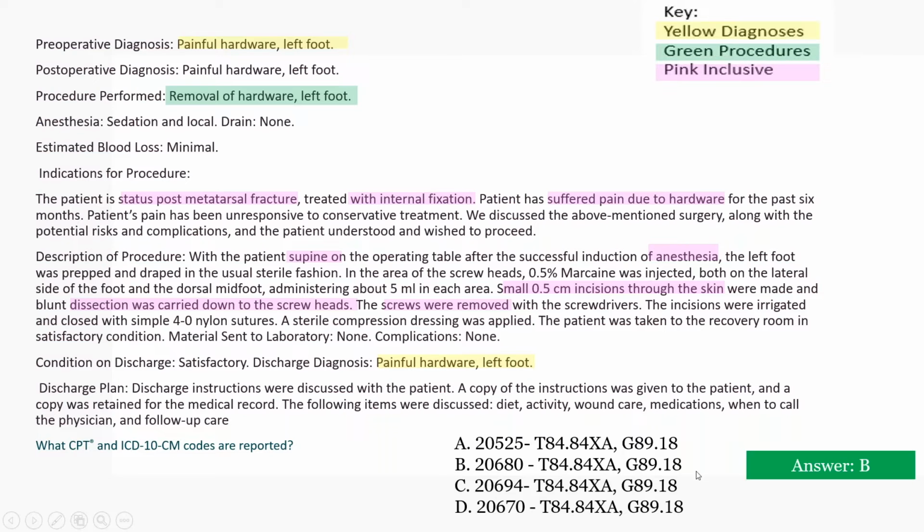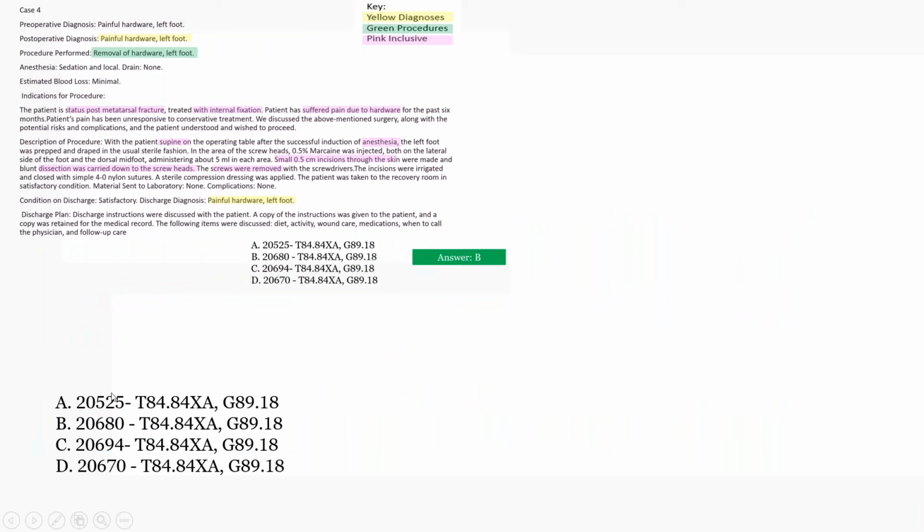Do you know who won the race now? The correct answer is option B. And I will tell you how we got option B as the correct one.